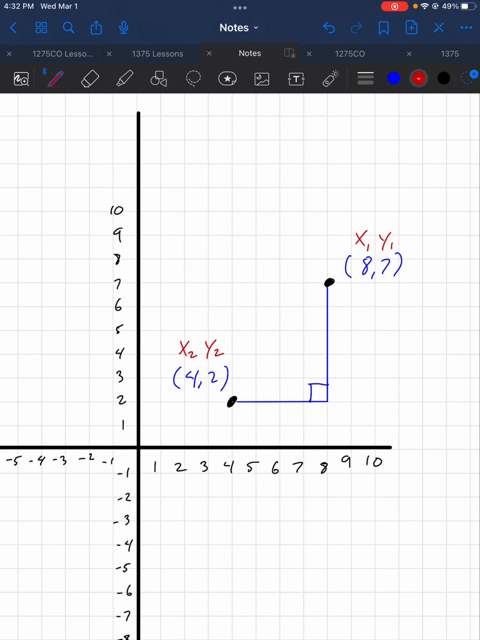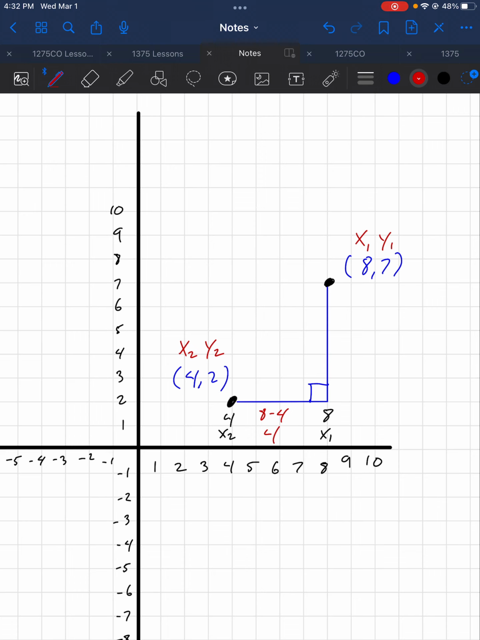Now, is there another way we can find this distance horizontally without counting the boxes? Maybe we don't have the line graphed in front of us, so we can't count them. So here's what we can do, right? This is an x value of 4. Over here is an x value of 8. This is x1. This is x2. So 8 minus 4 is equal to that value of 4.